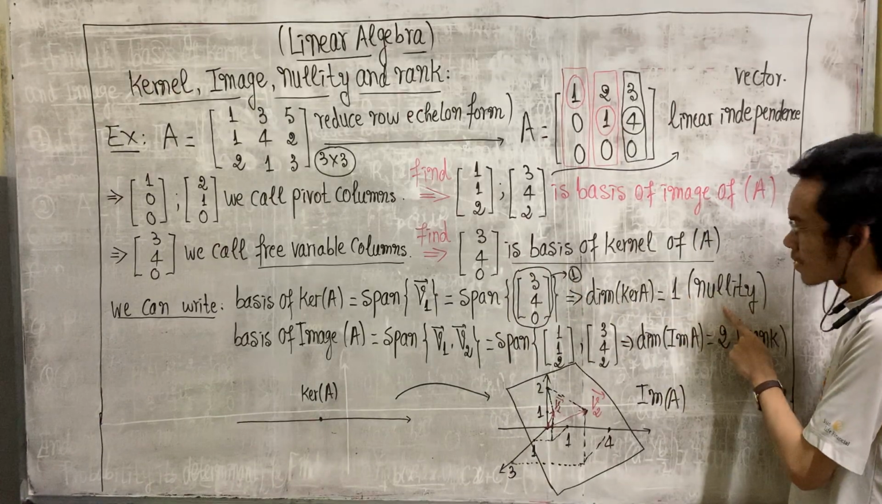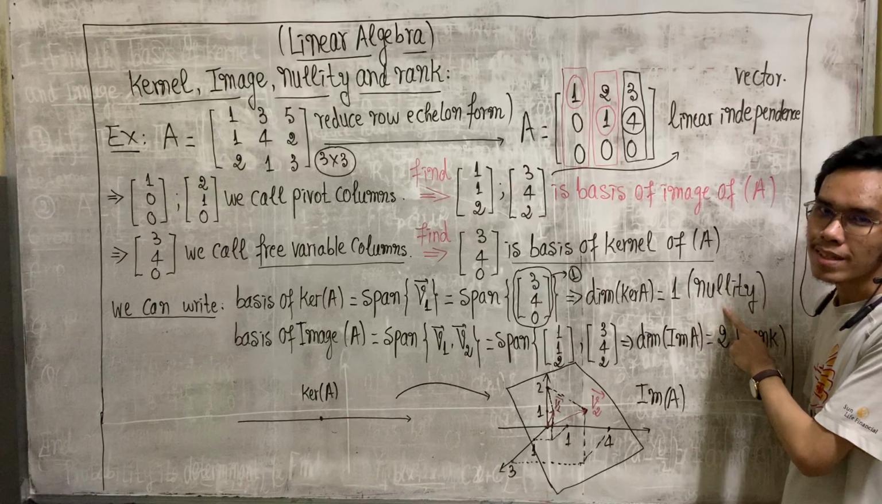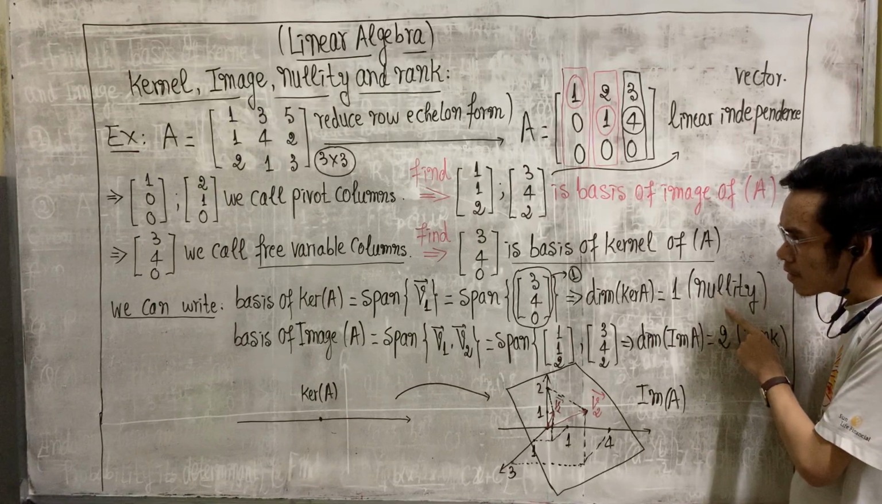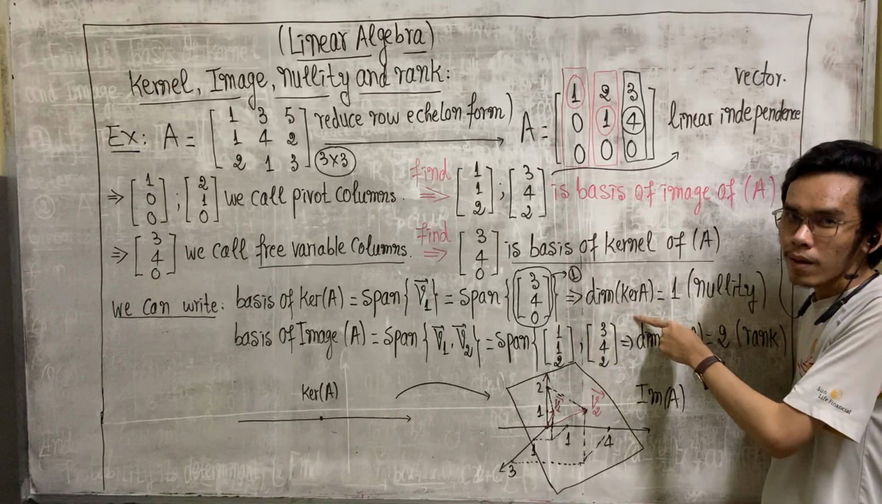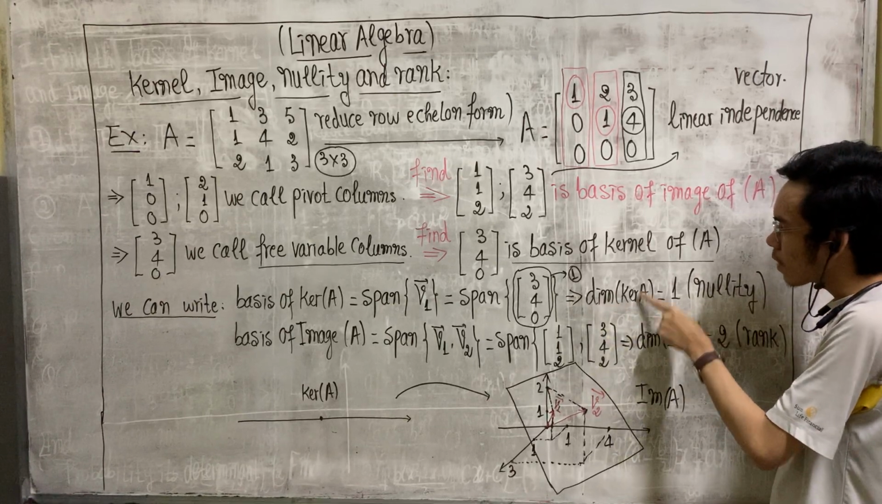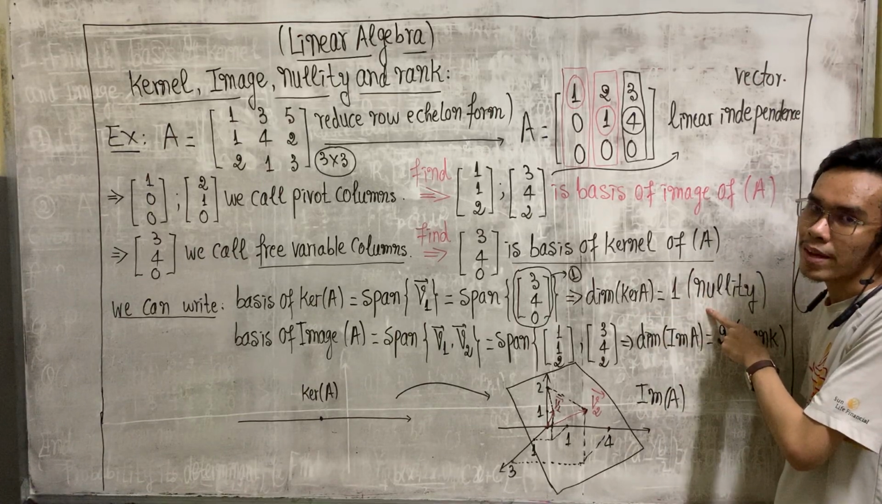We can also call that the nullity. So the nullity of the matrix means the dimension of the kernel. The dimension of the kernel of the matrix A, we call it the nullity of the matrix A.